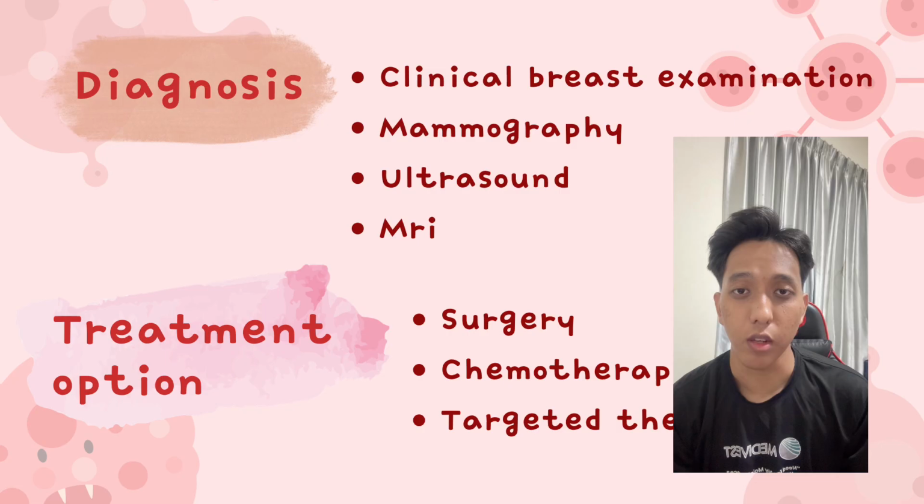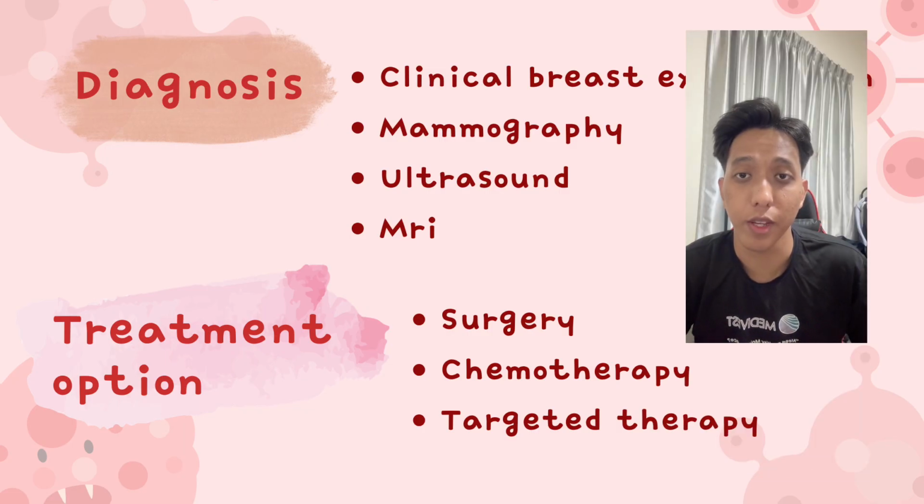Breast cancer is diagnosed through several clinical investigations. The first step is usually a clinical breast examination performed by a healthcare professional. Imaging tests such as mammography and ultrasound are commonly used to detect abnormal masses in the breast. In some cases, MRI may also be used for further evaluation. However, the definitive diagnosis is confirmed through a biopsy, where a small tissue sample is taken and examined under a microscope to identify cancer cell.